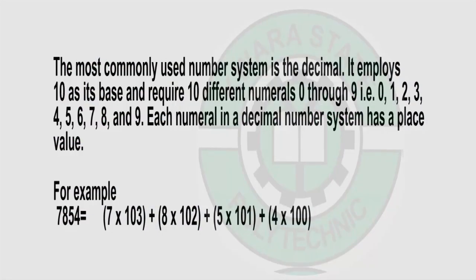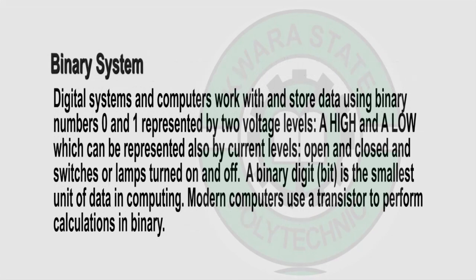However, how can people use a computer without anyone translating it? We have other means of translating between binary and human language, that is, from the higher level language. All right, the binary system. The binary digital system and computers work with and store data using binary numbers such as 0 and 1, represented by two voltage levels, that is, high and low.